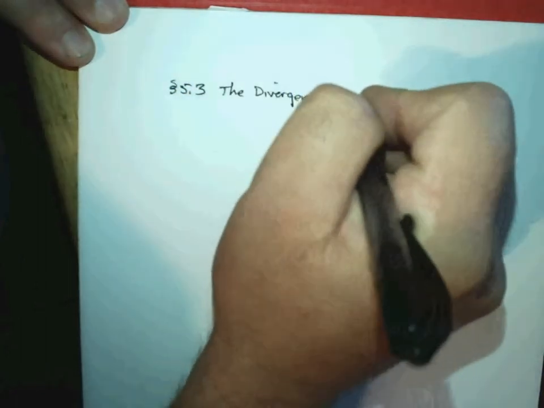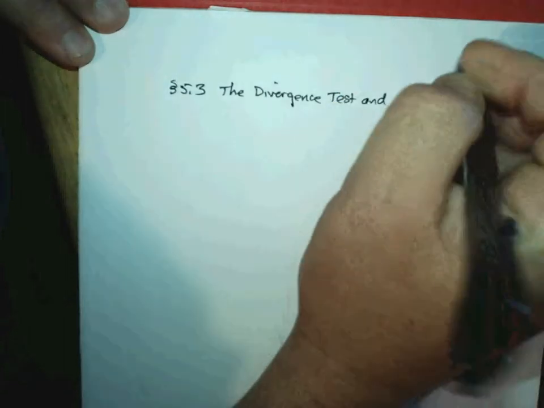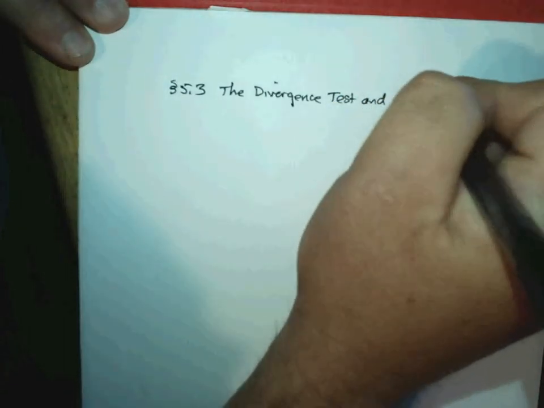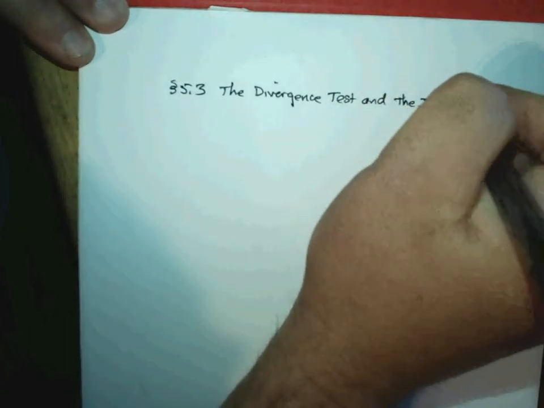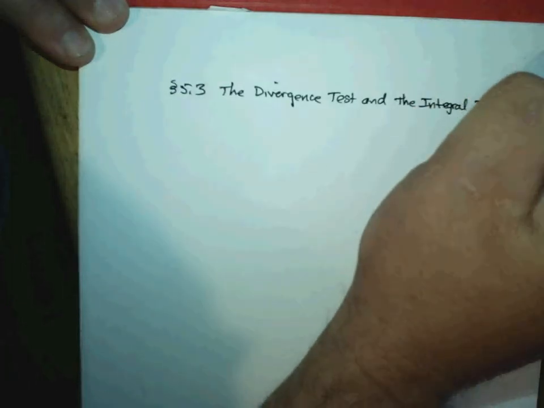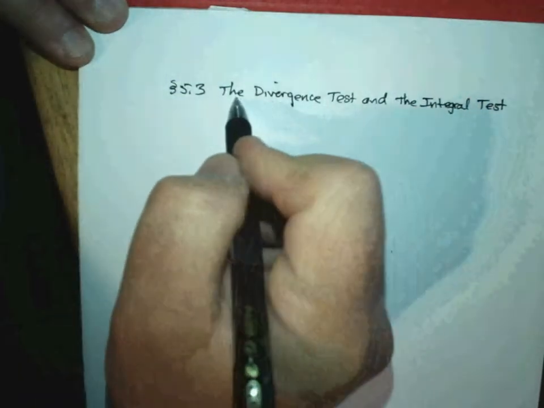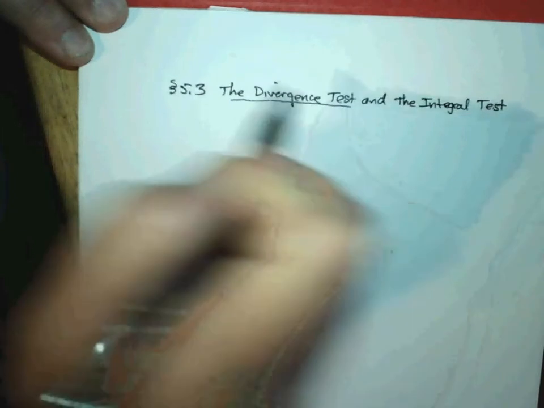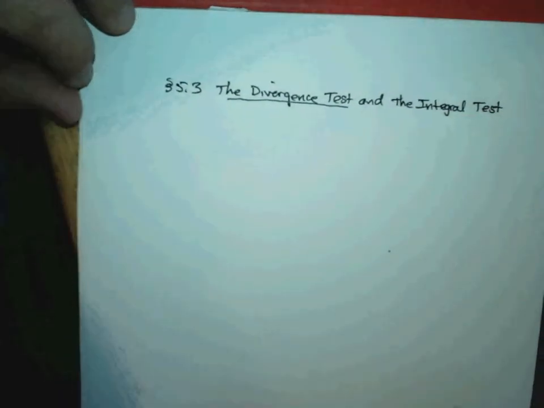Alright, ladies and gentlemen, in this video we're looking at section 5.3, dealing with what's called the divergence test and a second test called the integral test. The first test, the divergence test, is going to be a simple test that uses the limit process to inform us about the behavior of certain series.